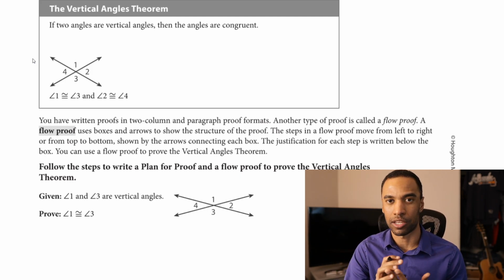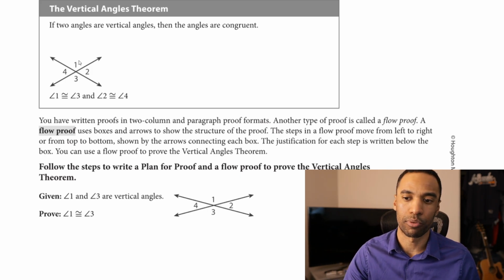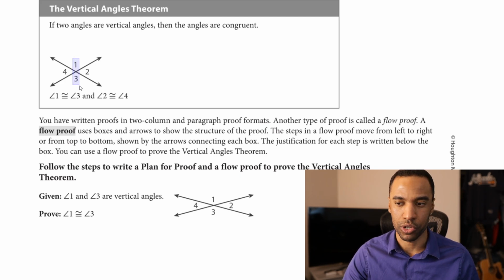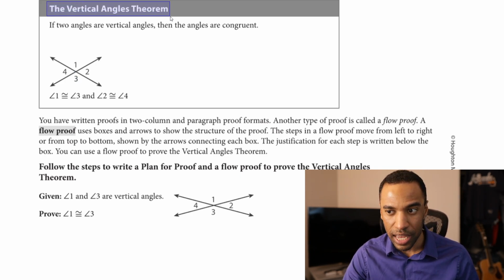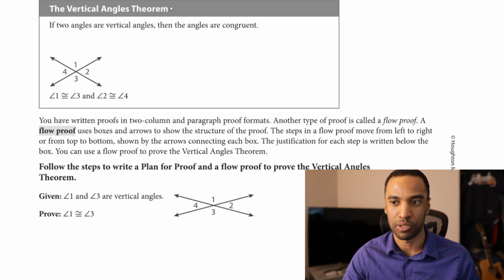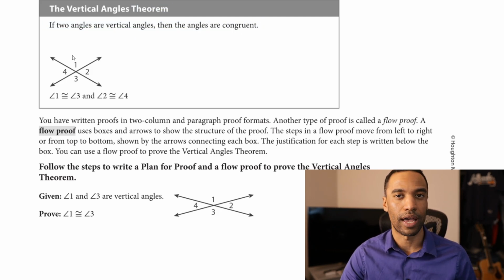You can't make the statement as a result of that. So we're going to do a two-column proof together in proving that vertical angles are congruent. As the vertical angles theorem states, the angles are congruent. Remember, a theorem is a statement that can be proved. We're going to go ahead and prove that.